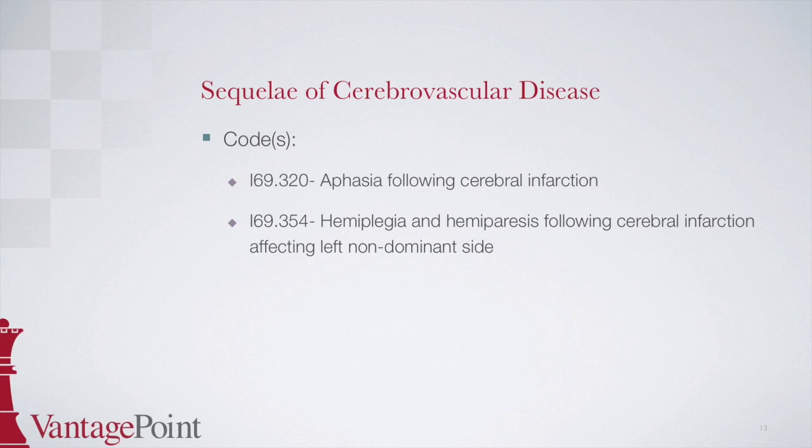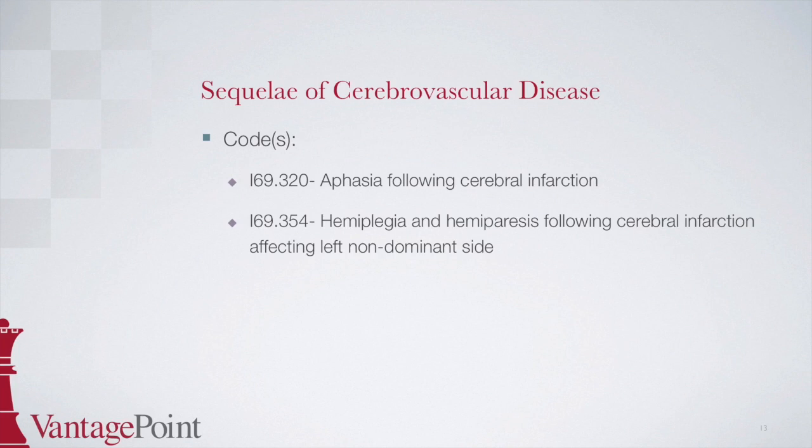The second code is I69.354, hemiplegia and hemiparesis following cerebral infarction affecting left non-dominant side. This code can be located by starting at hemiplegia in the alphabetic index and then locating the term following. Indented below this is cerebrovascular disease and then cerebral infarction, which points to I69.35 with a checkbox indicating that more digits are needed. When you go to subcategory I69.35 in the tabular, you have options for right dominant and non-dominant and left dominant and non-dominant side. Since documentation states left-sided hemiplegia on the non-dominant side, I69.354 is appropriate.